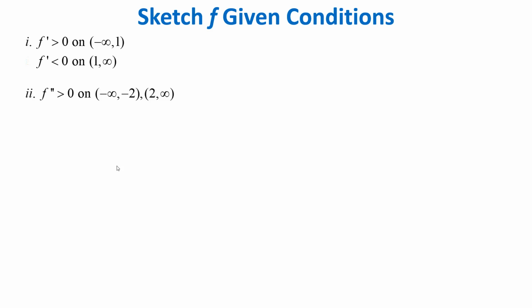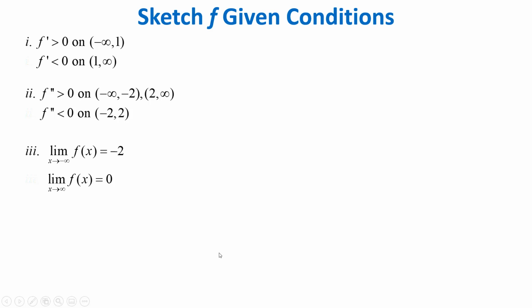You're also told that f double prime is positive on two intervals. First one, -infinity to -2. Second interval from +2 to infinity. F double prime is negative on the interval of -2 to 2, all non-inclusive. You're also told that the limit as x approaches -infinity of f of x is -2, and the limit as x approaches positive infinity of f of x is equal to 0.